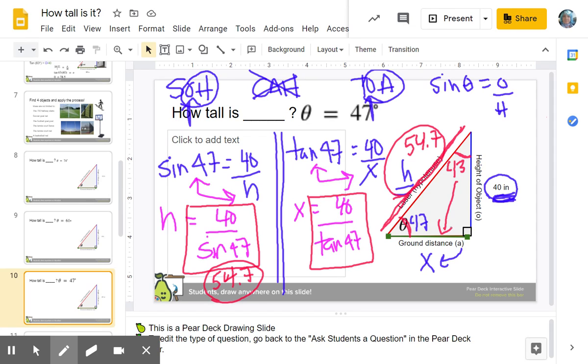Anybody get an answer? Absolutely. 37.3. 37.3 is that ground distance. And that kind of makes sense because 47 and 43, this is almost an isosceles triangle. So these numbers, the legs of the right triangle should be super similar, right?